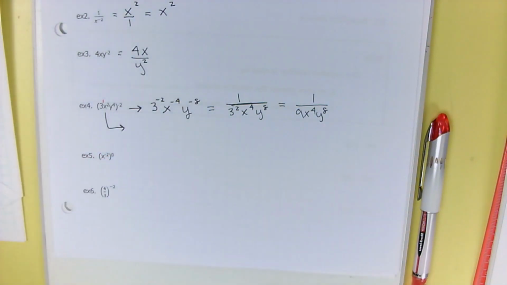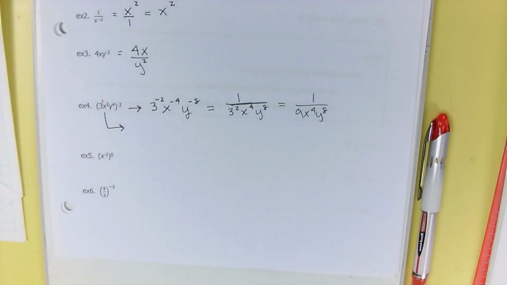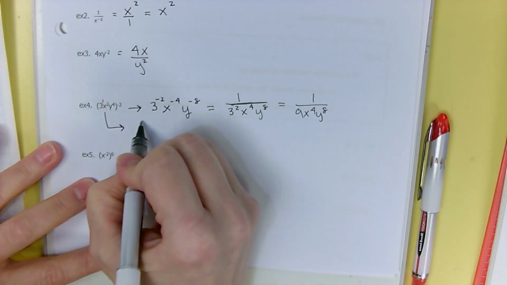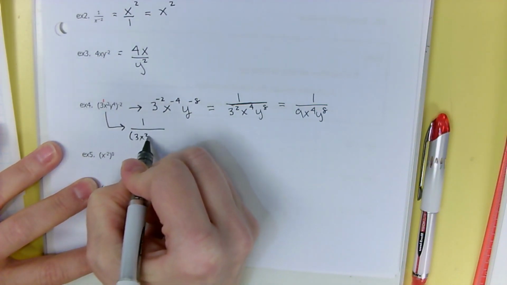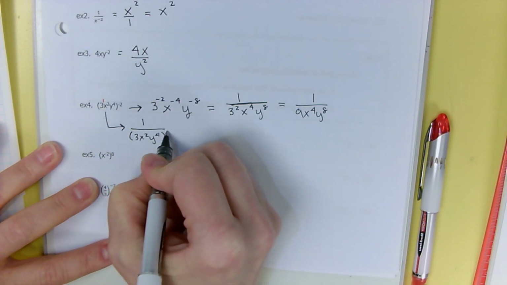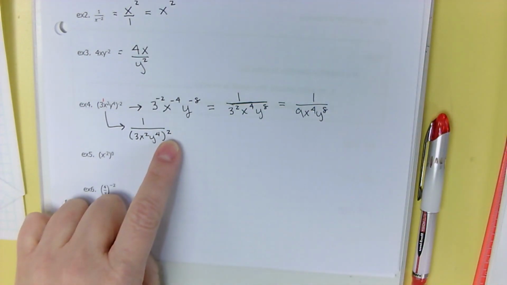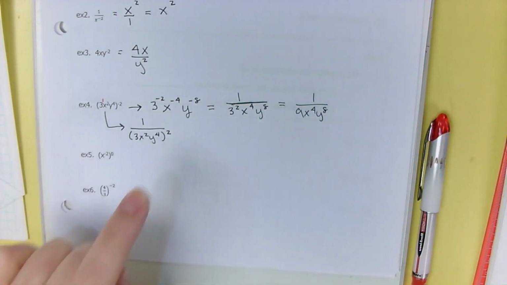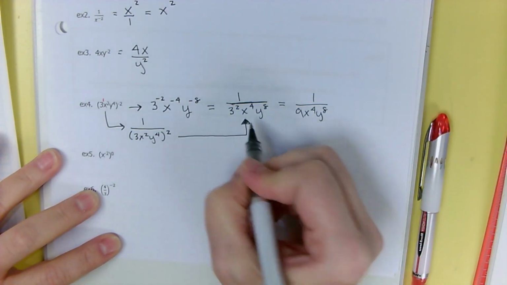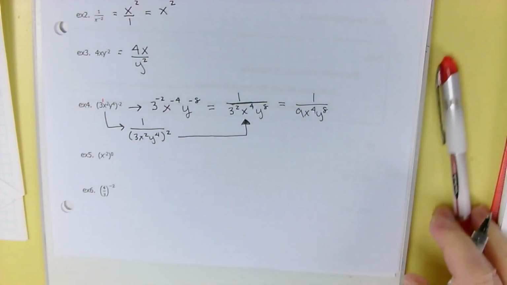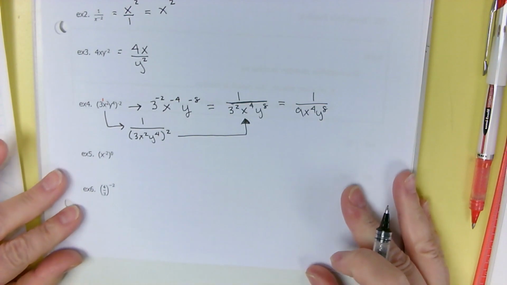The second way you can do this is because the entire expression is in parentheses, you can flip it at the beginning and make it 1 over, and then parentheses, 3x squared, y to the 4th, quantity squared. Now that you've flipped it, that exponent 2 is positive, and then distribute it, which will put you right at that step. So both of these are good ways to go about doing it. You pick the way that makes the most sense to you.